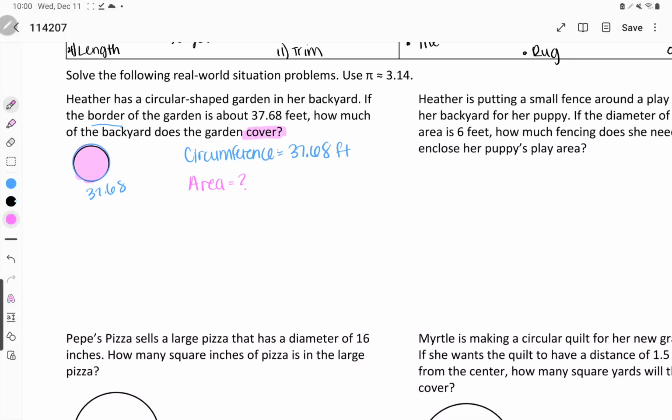We talked about this yesterday, where if you're given a circumference and you need to find area, well, for area, we have area equals pi times radius squared. Well, that means that we need to know the radius in order to find area. So the circumference formula I'm going to use is my circumference formula that has radius in it. So it's going to be circumference equals 2 times pi times radius, because I have to have the radius to solve for area.